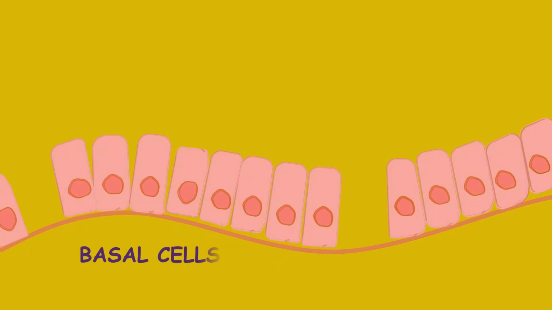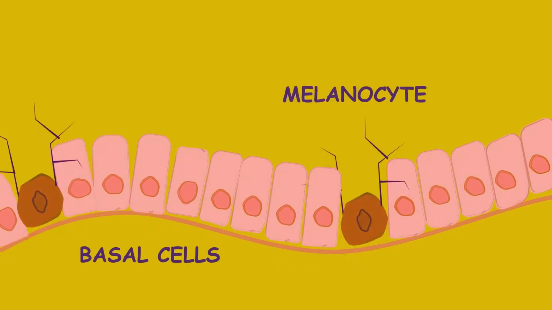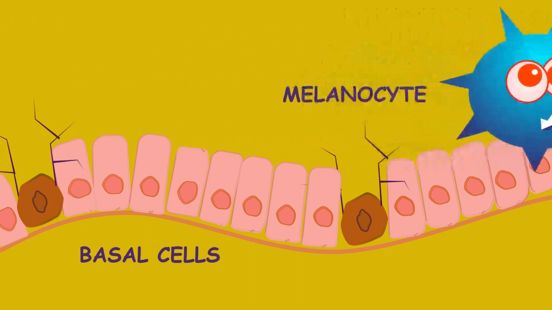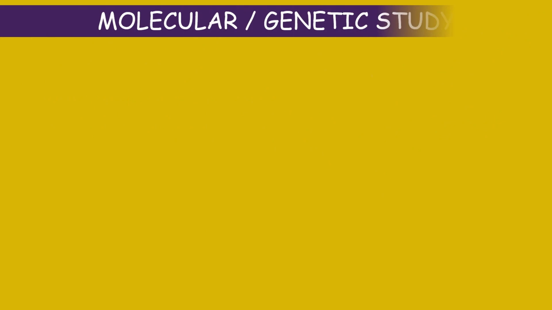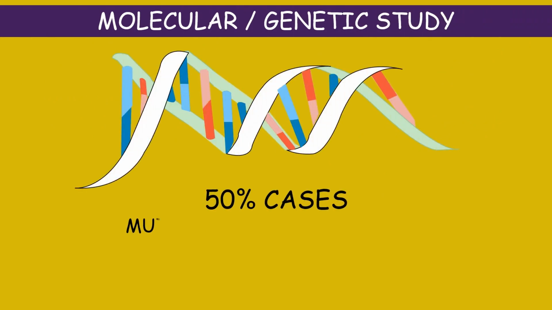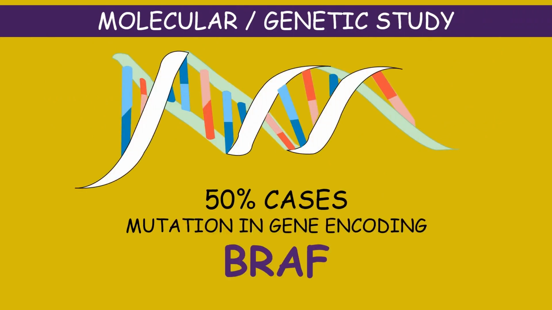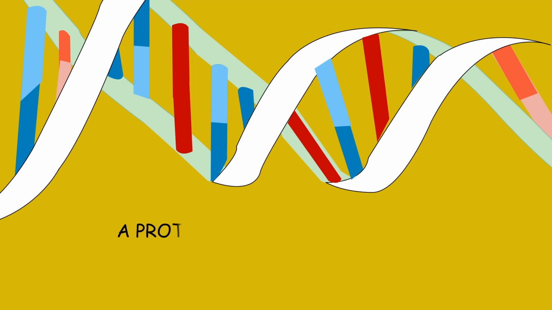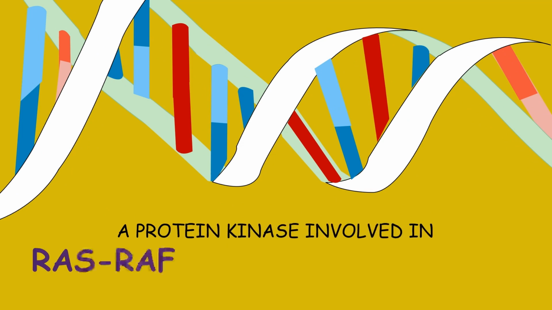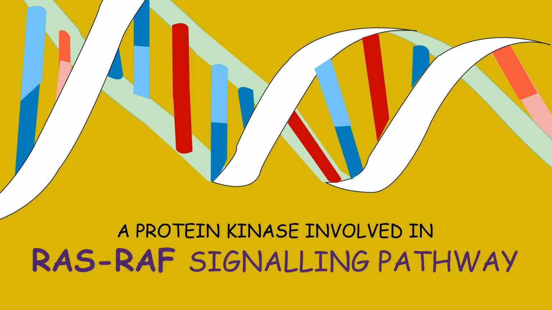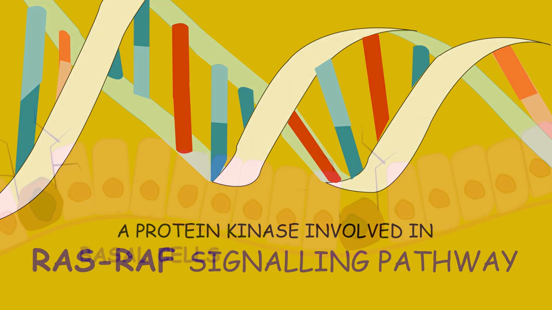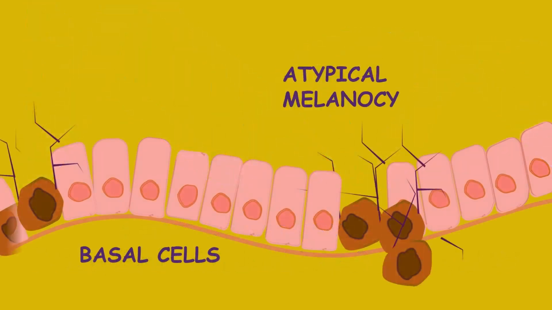A normal basal cell layer may appear like this, with a regulated proliferation of both the basal cells and the melanocytes. However, the presence of certain risk factors may disrupt the harmony. Various molecular and genetic studies report that in approximately 50% of the cases of melanoma, there is a mutation in a gene encoding BRAF. BRAF is a protein kinase that is involved in the RAS-RAF signaling pathway, a disturbance to which results in proliferation of atypical melanocytes.